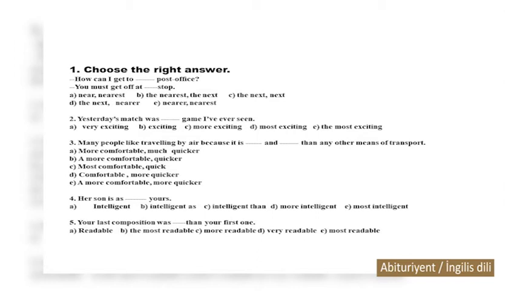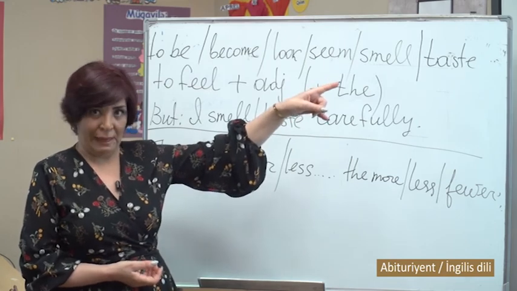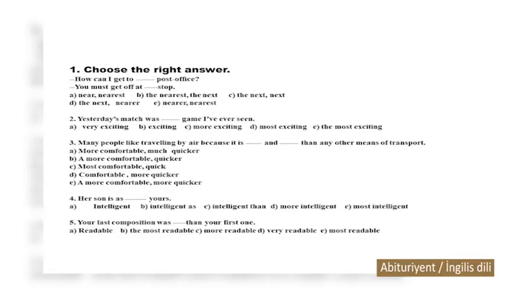You must get off at stop. The options are near, nearest, the nearest, the next, nearer. To the post office, and you ask about the distance. It means which one is the nearest distance. And what about near and nearest? Near, variant A, is incorrect. Why? Because post office is a countable noun, so there is no article a, so that's why variant A is incorrect. Then what about D?